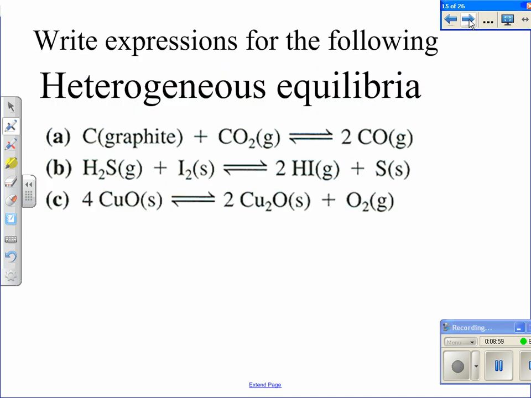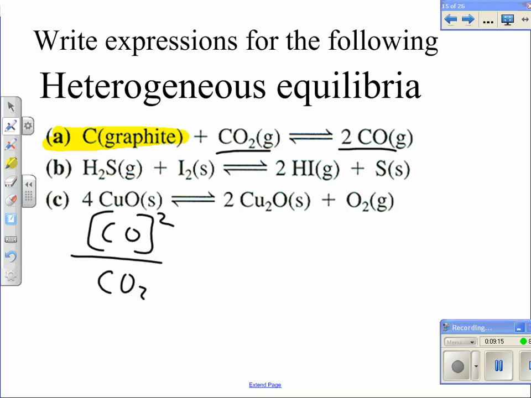Heterogeneous equilibria, we have to look. Remember, that is a solid, so that is not included in the expression. So for A, I would take the products, concentration of CO to the second, over concentration of CO2 to the first, is equal to Kc.